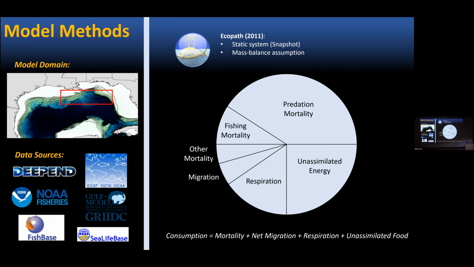So if you imagine there being a pie chart like this for each functional group in our model, and that pie is representing all of the energy that population consumes on an annual rate, all of that energy has to be allocated to a particular process. Now at the end of this, we have our typical static food web that all of our simulations can be built from.